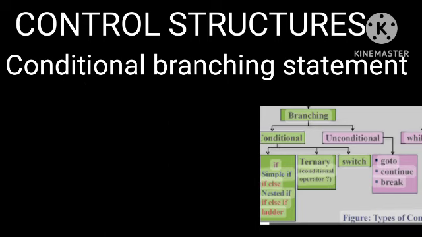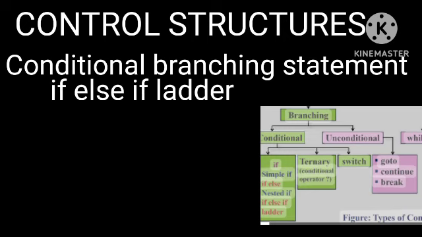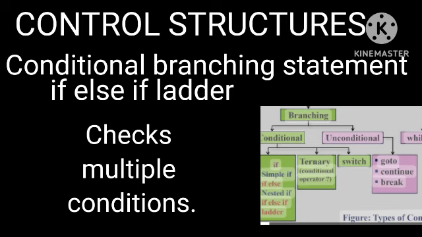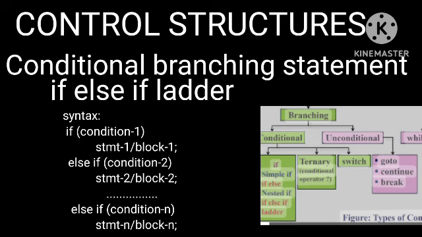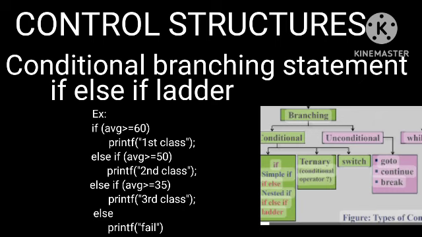Now the next one in conditional branching statements is the if else if ladder. It is used to check multiple conditions. It is also called the ladder if else and chain of if conditions. The syntax is: if condition 1, statement 1 or block 1, else if condition 2, statement 2 or block 2, else if condition n, statement n or block n. For example, if a is greater than or equal to 60, printf first class, else if a is greater than or equal to 50, printf second class, else if a is greater than or equal to 35, printf third class, else printf fail.